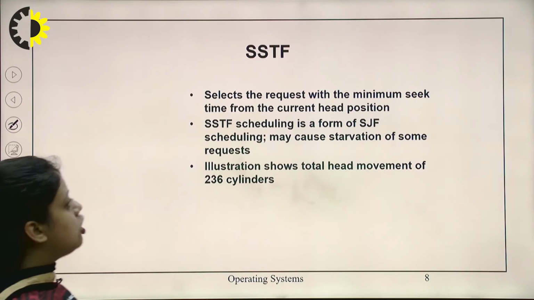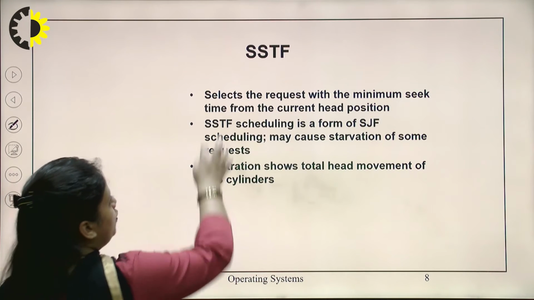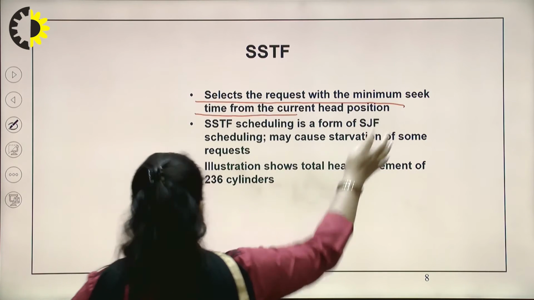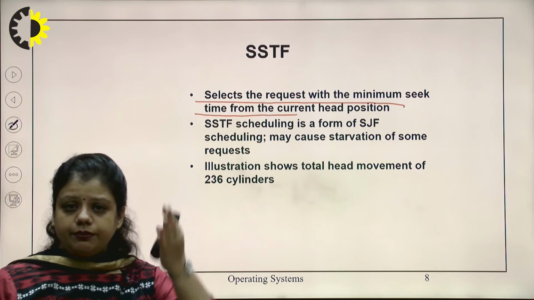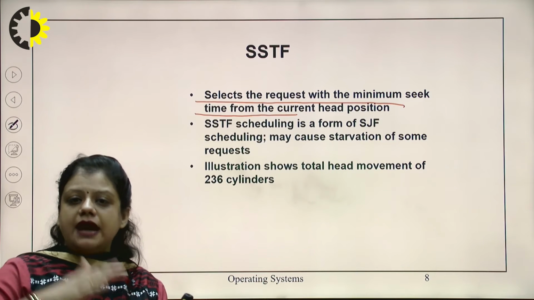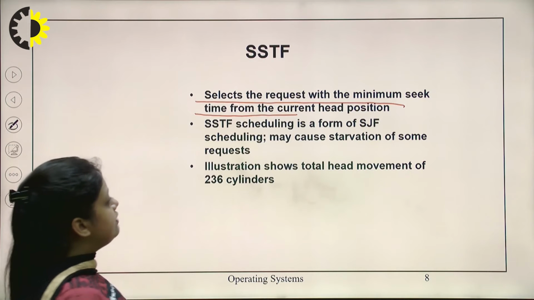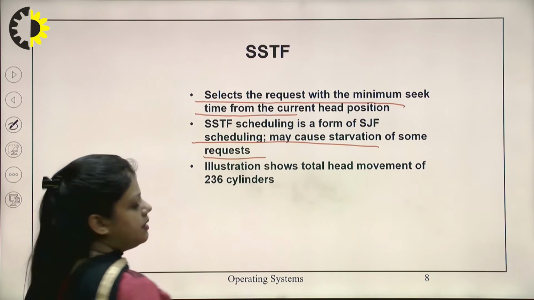Next is shortest seek time first. In the shortest seek time first, we select the request with the minimum seek time for the current head position. We are going to move our head, current head, to that particular request which has the minimum seek time. SSTF scheduling is a form of SJF scheduling and may cause starvation of some request.